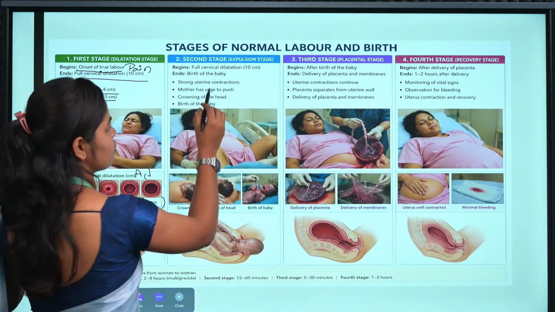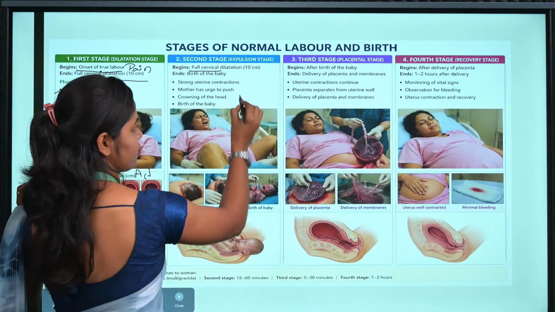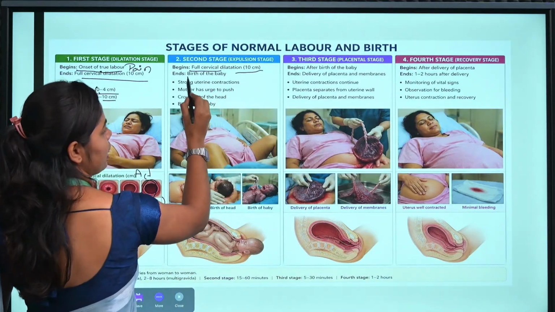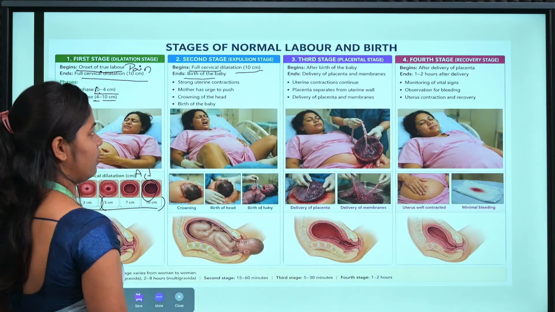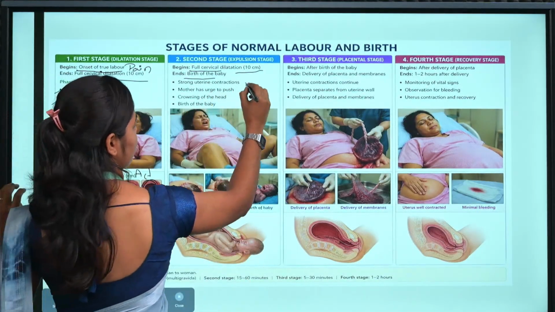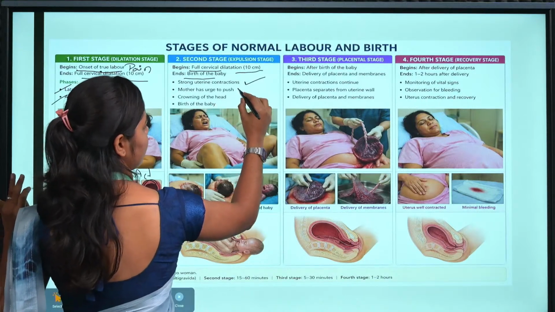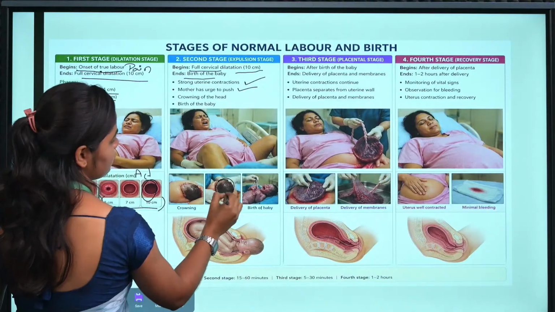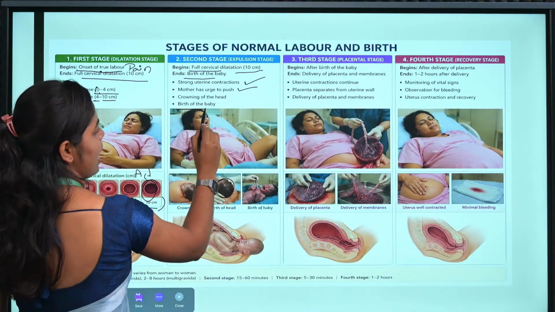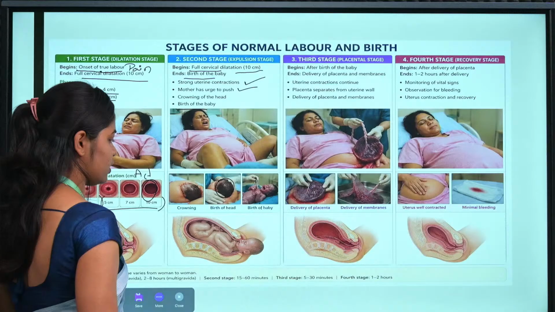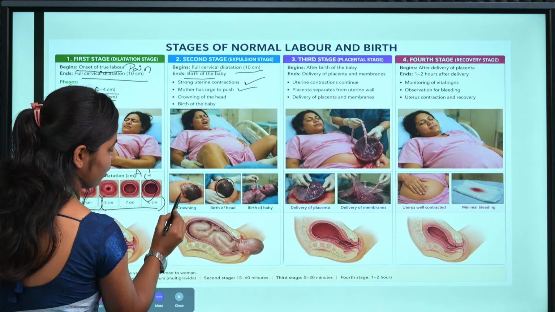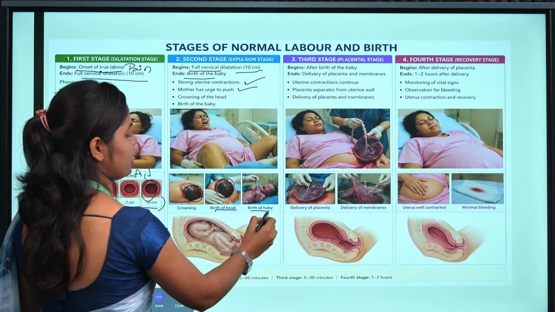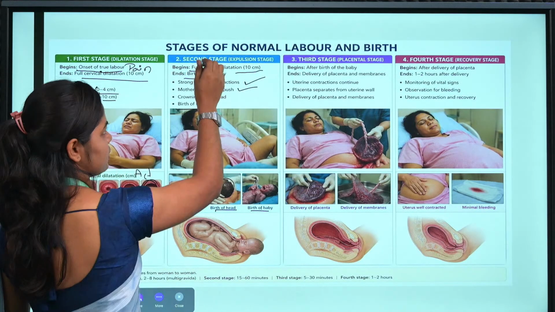Second stage begins with full cervical dilatation. After the cervix dilates to 10 centimeter, it continues and ends with the birth of the baby. Here there is strong uterine contraction, and the mother has an urge to push. Crowning means the head becomes visible at the cervix area. This is the crowning, the visibility of the fetal head. Then the birth of the head and the birth of the baby occur in the second stage.